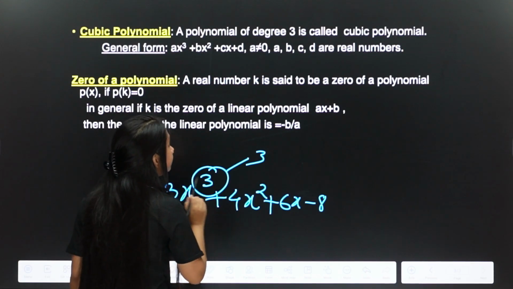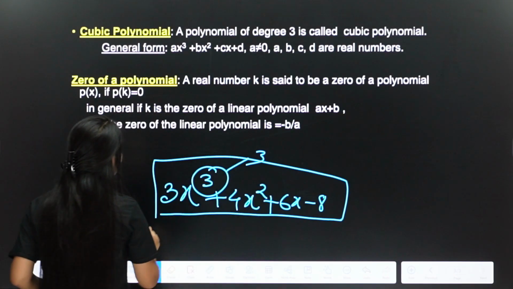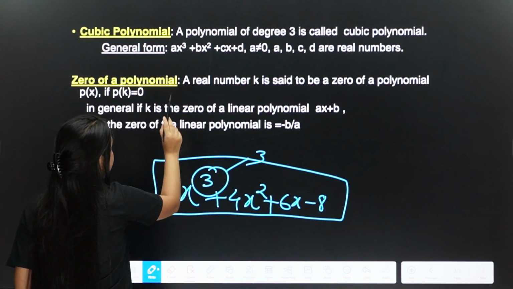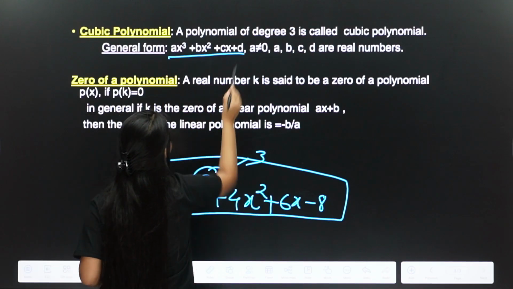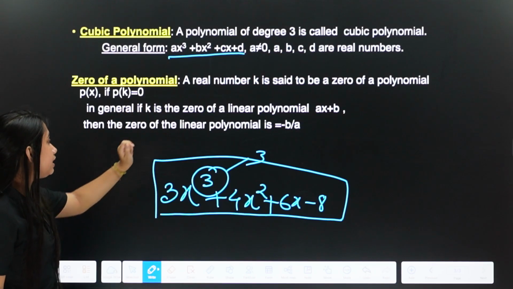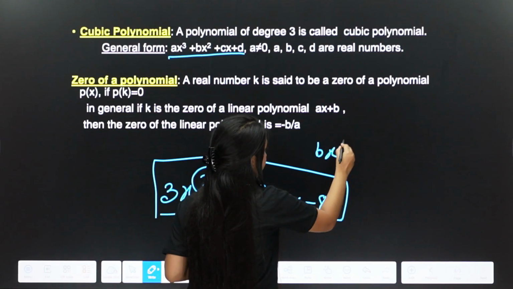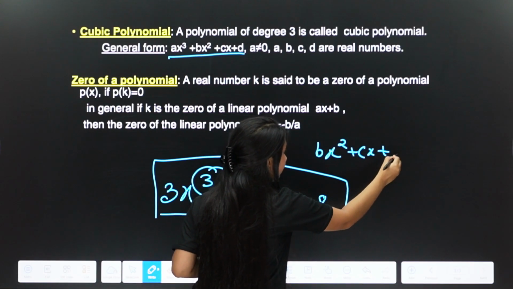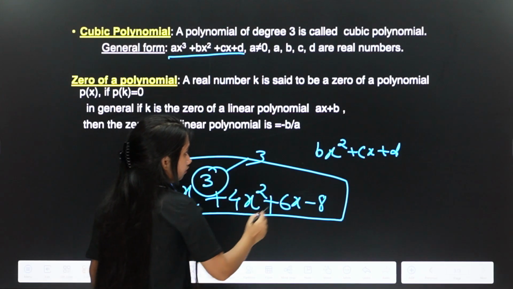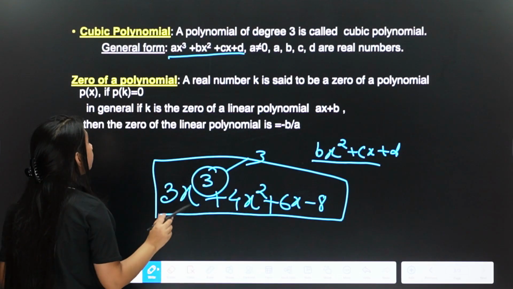Since the degree is 3, this example is a cubic polynomial, and the general form is ax cube plus bx square plus cx plus d, where a is not equal to 0. If a is equal to 0, it will be bx square plus cx plus d, which is not a cubic polynomial because it is a quadratic polynomial, as we have discussed earlier. So a should not be equal to 0.